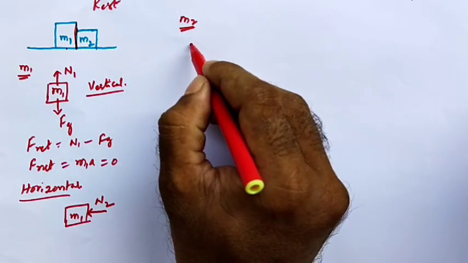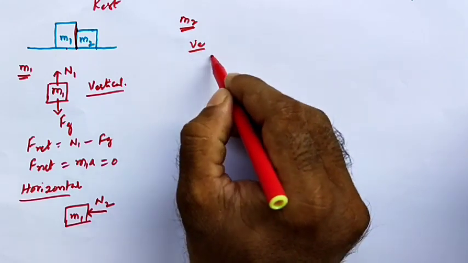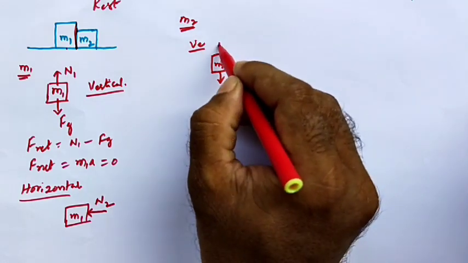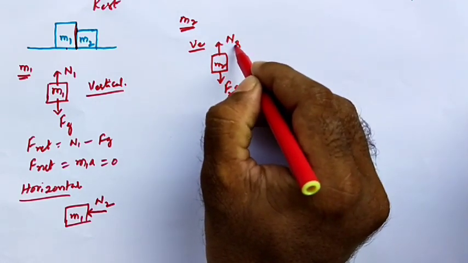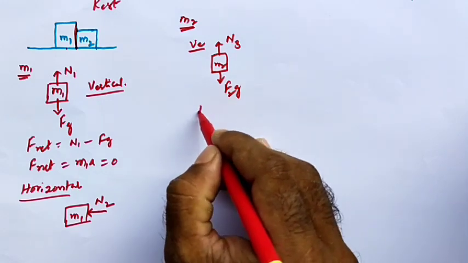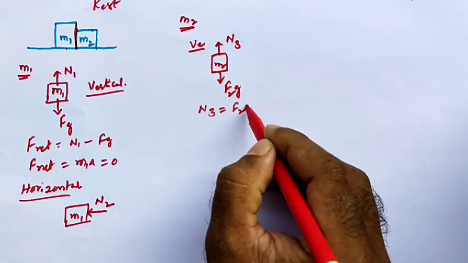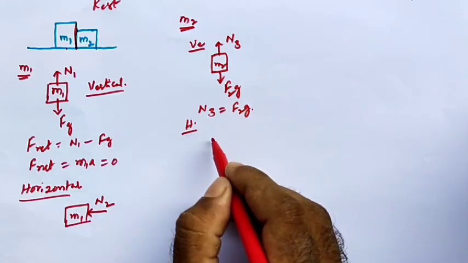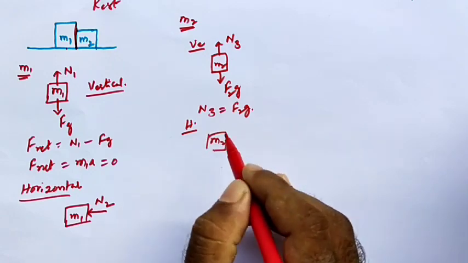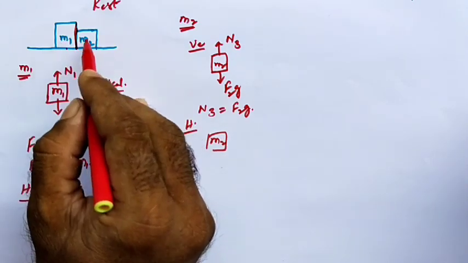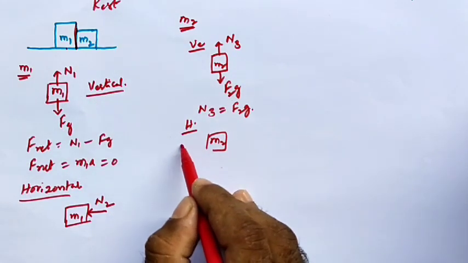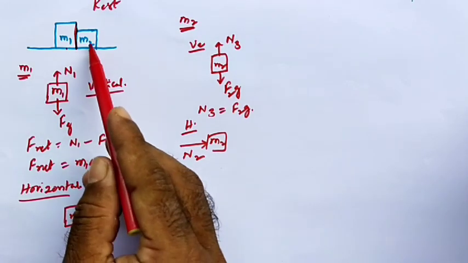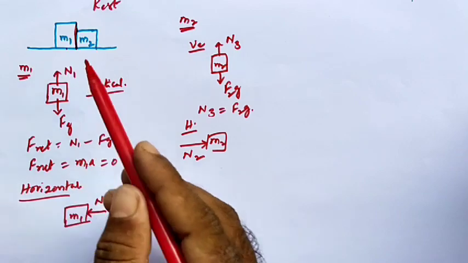For M2, what is the vertical free body diagram? Weight of the body acting downward, let us take F2g, and normal by the surface, let us take that as N3. Here I can write directly N3 is equal to F2g because there is no motion vertically. Now horizontally, what is the force acting on that? As these two are in contact, M1 applies a force on M2, that is normal, that is equal to N2. Here M2 applies a force on M1. That is how much? N2.